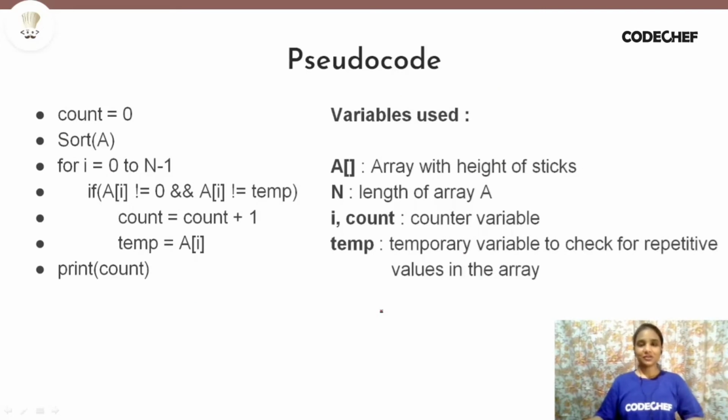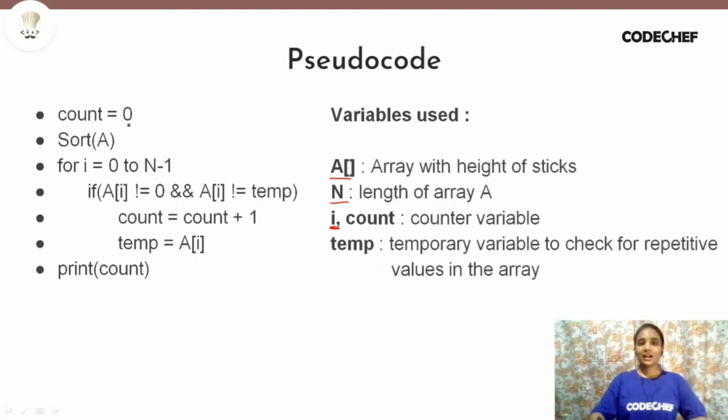Now let us see the pseudo code for the approach where we are not using a set and we are sorting the array. So first we will discuss the variables used. The variables are: A denotes the array which contains the numbers, the heights of the sticks, and n is the number of sticks that we have. Then i and count are the counter variables. i we have used for the loop variable, and count is the counter variable. And temp is a temporary variable which will keep a check for the repetitive values in the array.